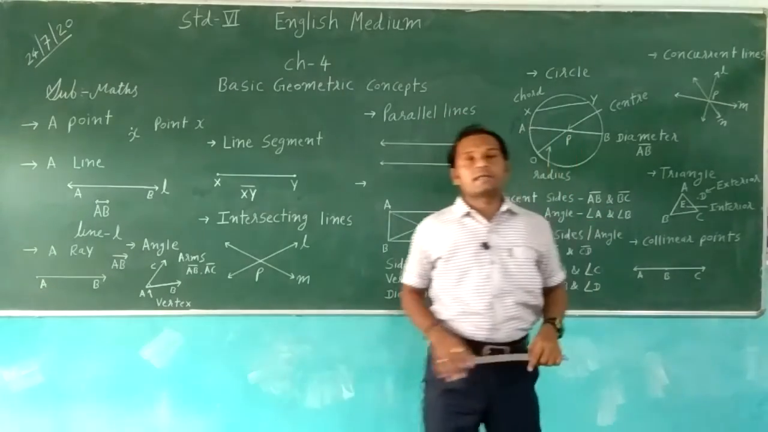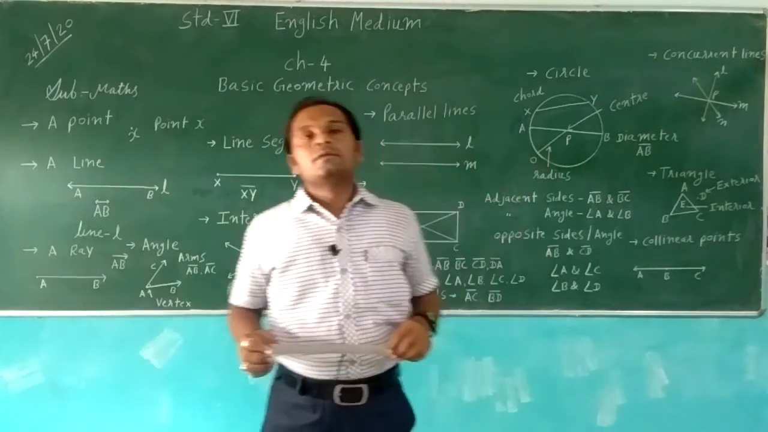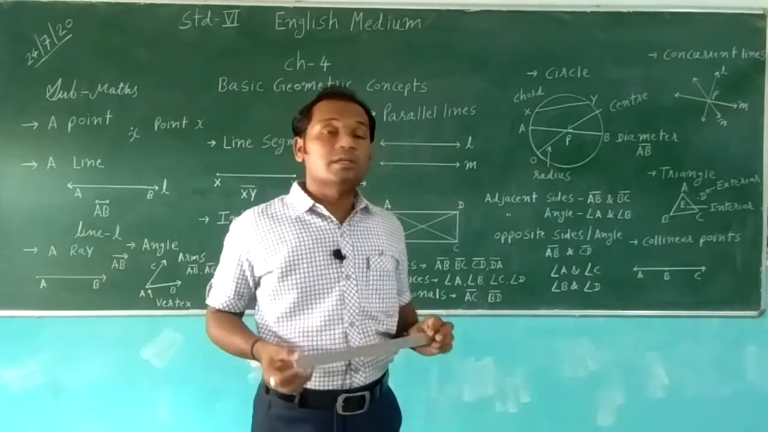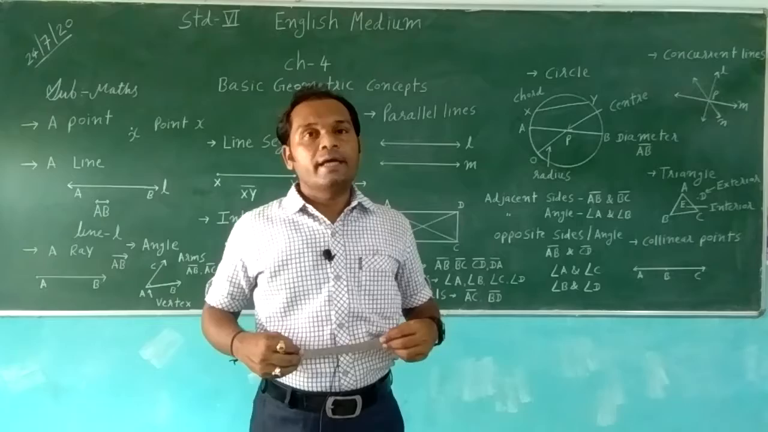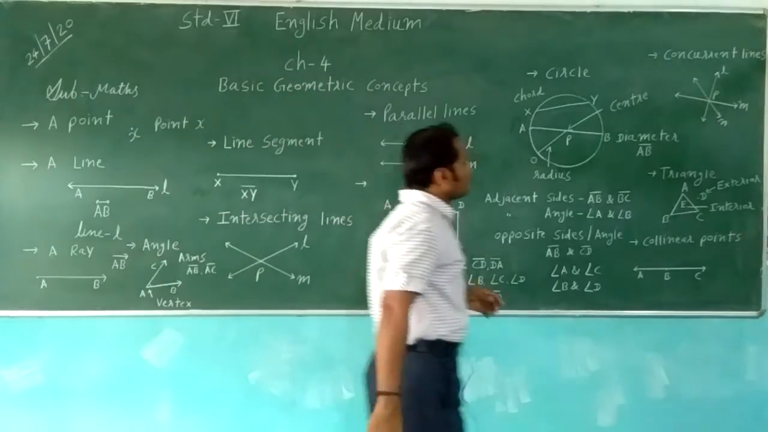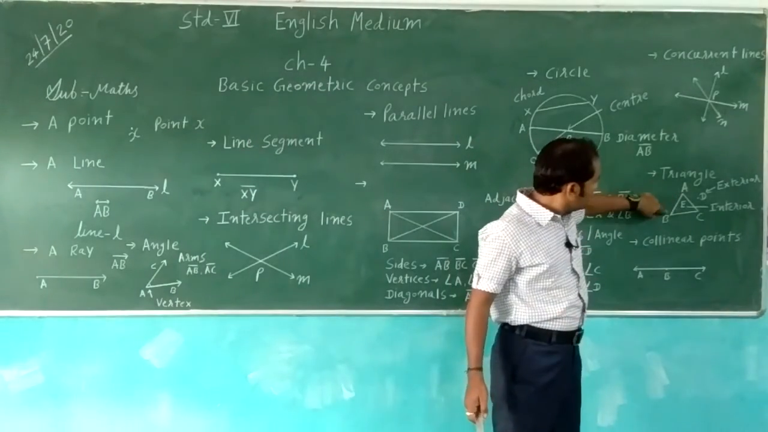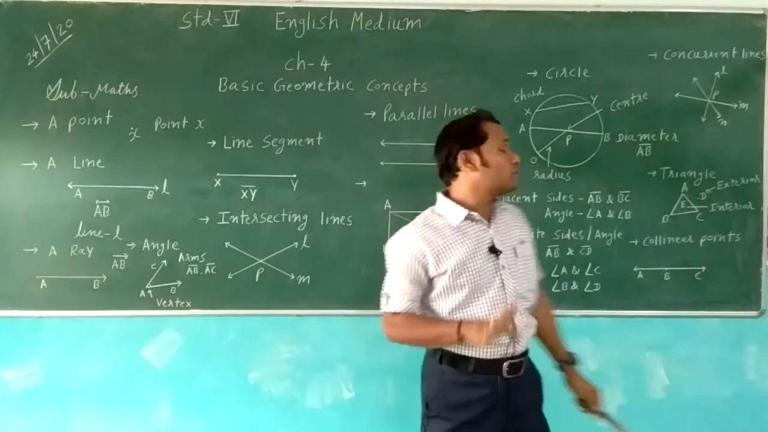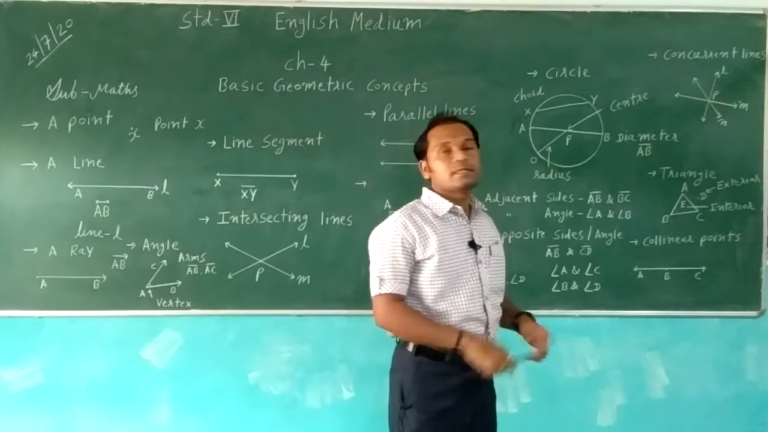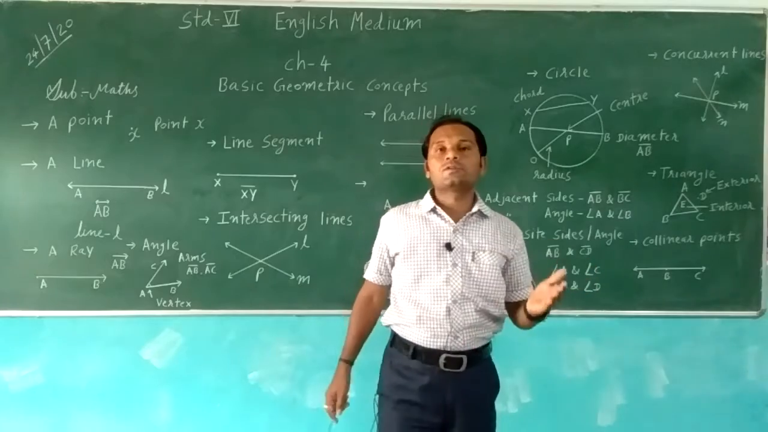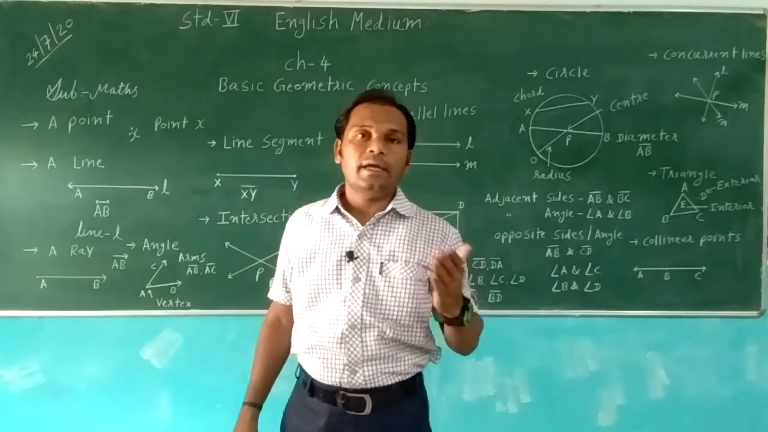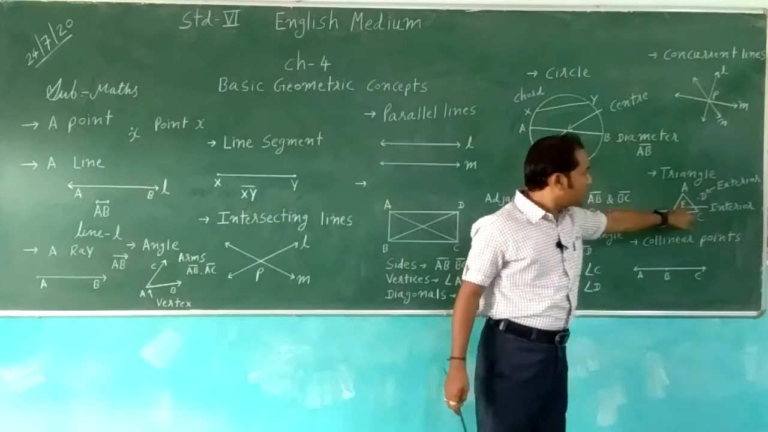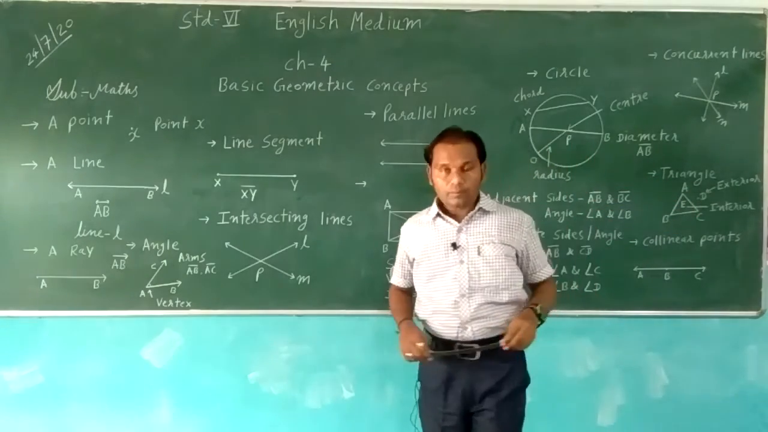Now the triangle. A triangle is a three-sided polygon and it has three sides and three angles. Here the three sides are AB, BC and CA, these are the three lines of the triangle. It has three vertices. In short, it has three angles: angle A, angle B, angle C.